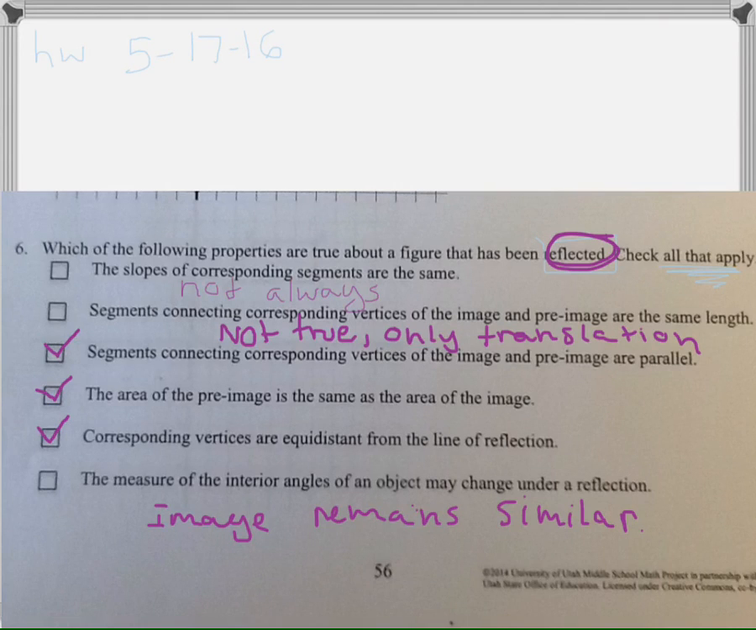And the measure of the interior angles of an object may change under a reflection. This is not true because reflection keeps all angles and sides, and therefore area, the same.